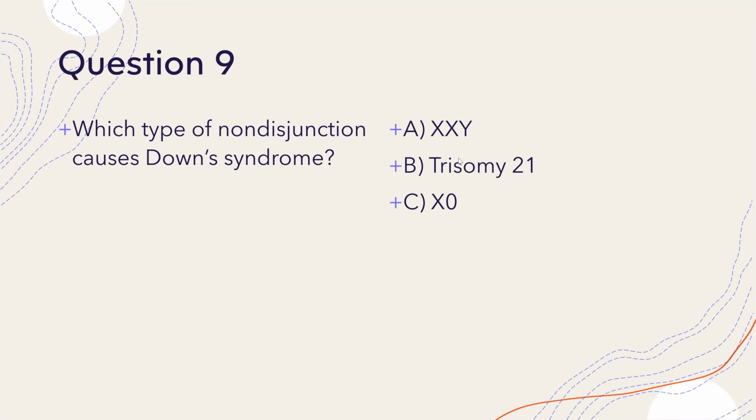Yes, it is B that causes Down syndrome, and that's 3 copies of the 21st chromosome. You may get 2 from your dad and 1 from your mom, or you may get 2 from your mom and 1 from your dad. A, the XXY creates Klinefelter syndrome, and C, X naught is Turner's syndrome, where you only have 1 sex chromosome from your mom.